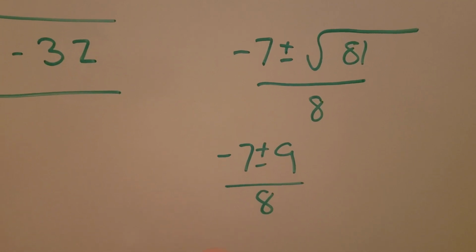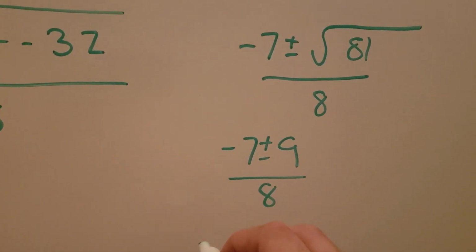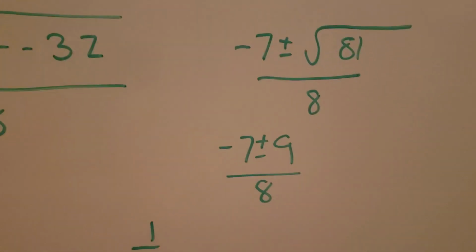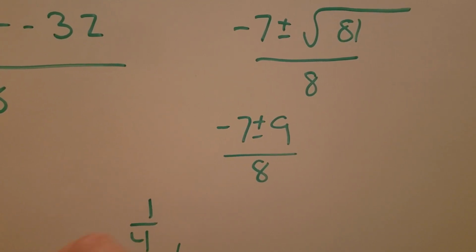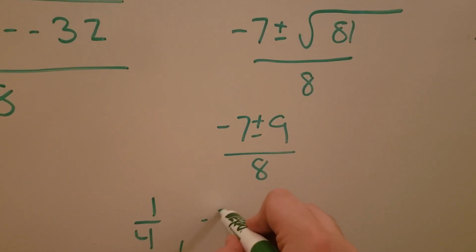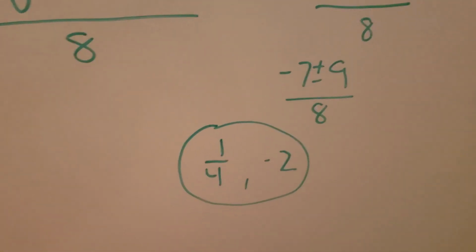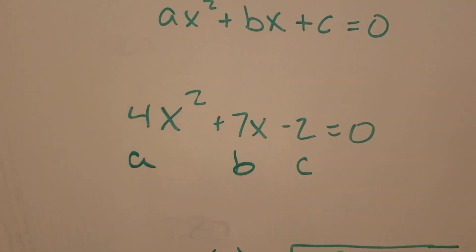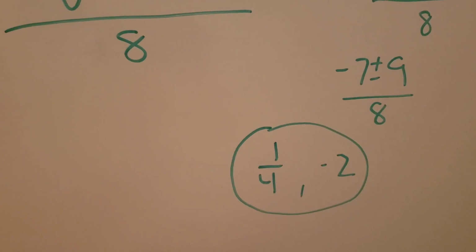We've got negative 7 plus 9, which is 2 over 8, which is 1/4. So that's our first number. And we've got negative 7 minus 9, which would get us to negative 16 over 8, which is negative 2. And there we have it. There's our 2 values for that equation. So for 4x squared plus 7x minus 2, x is equal to either negative 2 or 1/4.